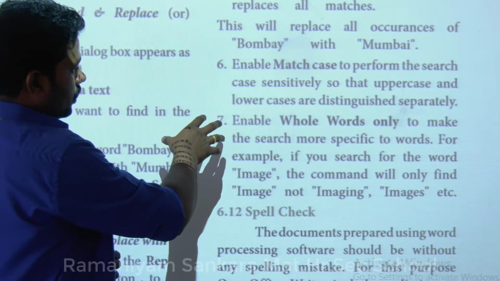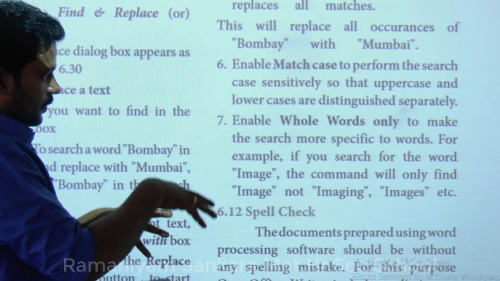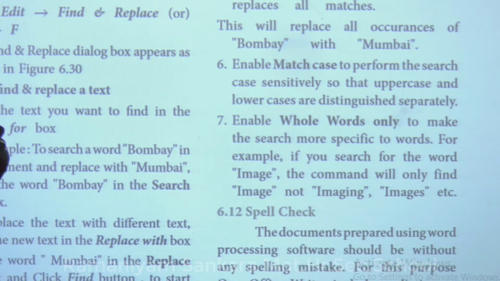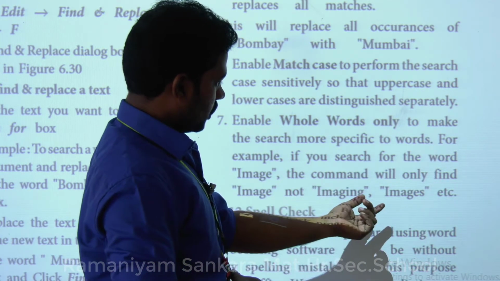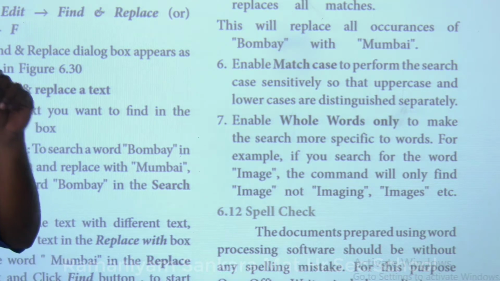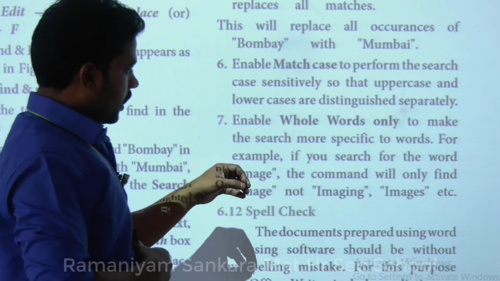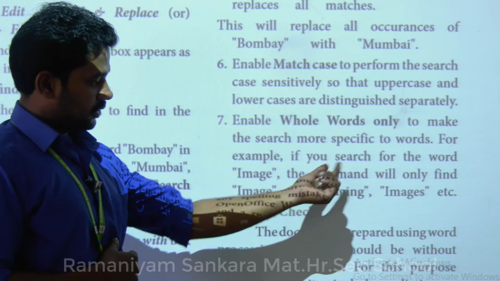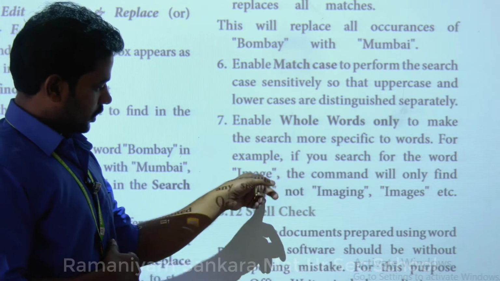And if you want to do this option, enable whole words only, to make the search more specific to words. For example, if you search for the word image, the command will only find image, not imaging or images, etc. So if you are finding the word image, OpenOffice Writer will find, display and highlight only that particular word. It will not find imaging, because imaging is different from this one. Here there is no ing in this word.